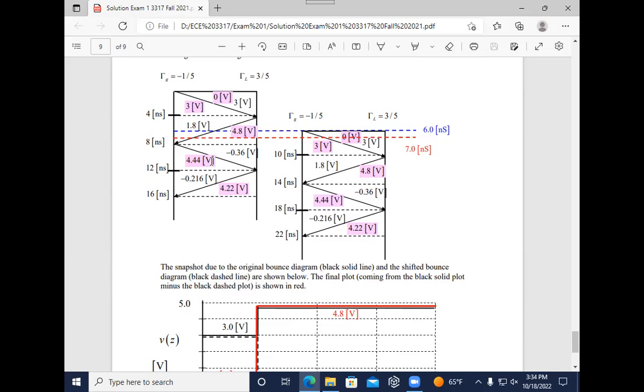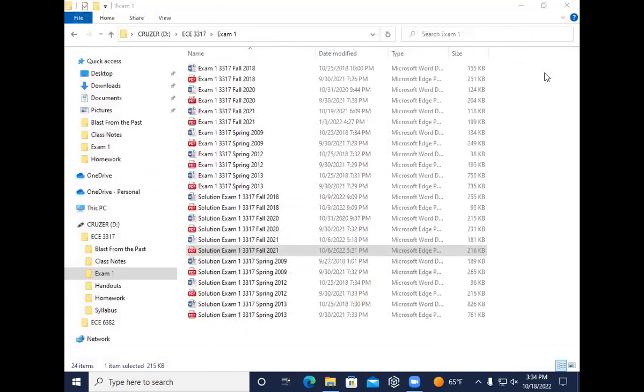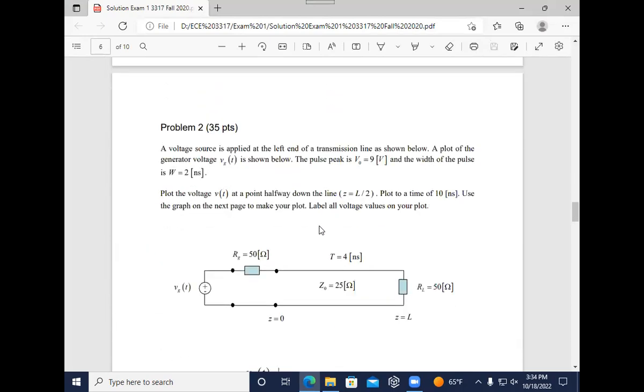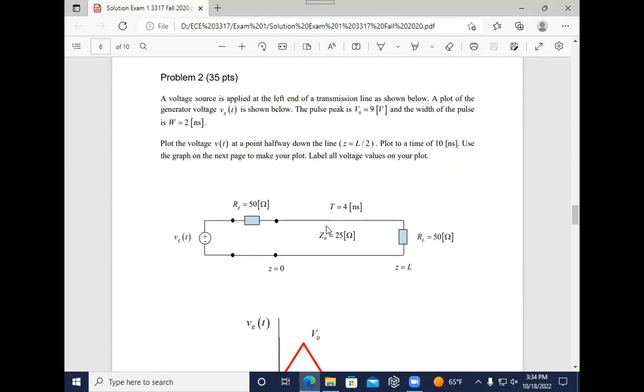Okay. Anything else? Okay. Problem 2, fall 2020. This one here? Yes.